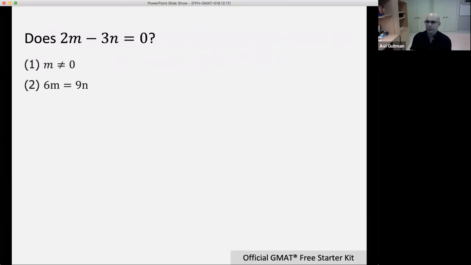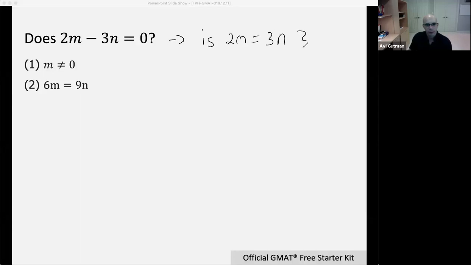Any reactions to this data sufficiency question? Another one that looks like algebra. Curious whether anyone tried to rephrase the question to: is 2m equal 3n? So what I did there is I added 3n to both sides. Good. Did you notice that I wrote the word "is" in front of it, and I copied the question mark there?